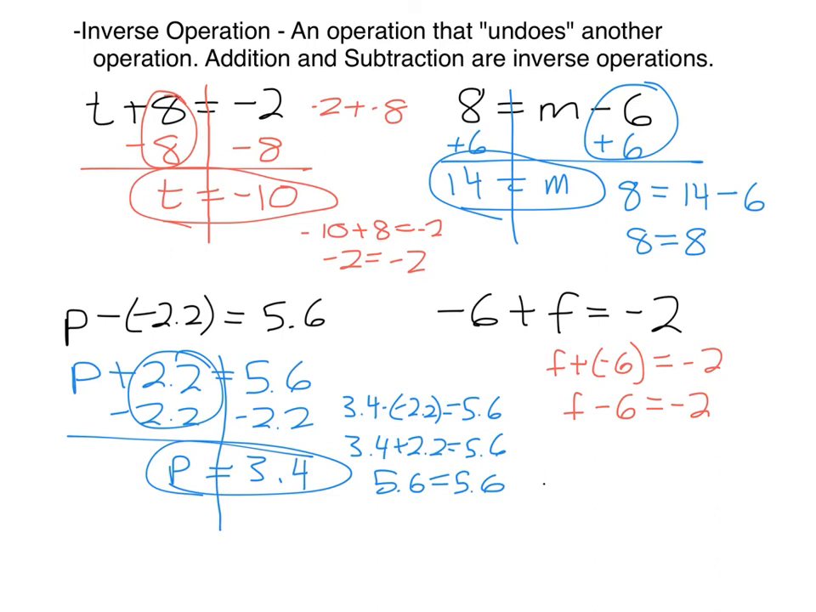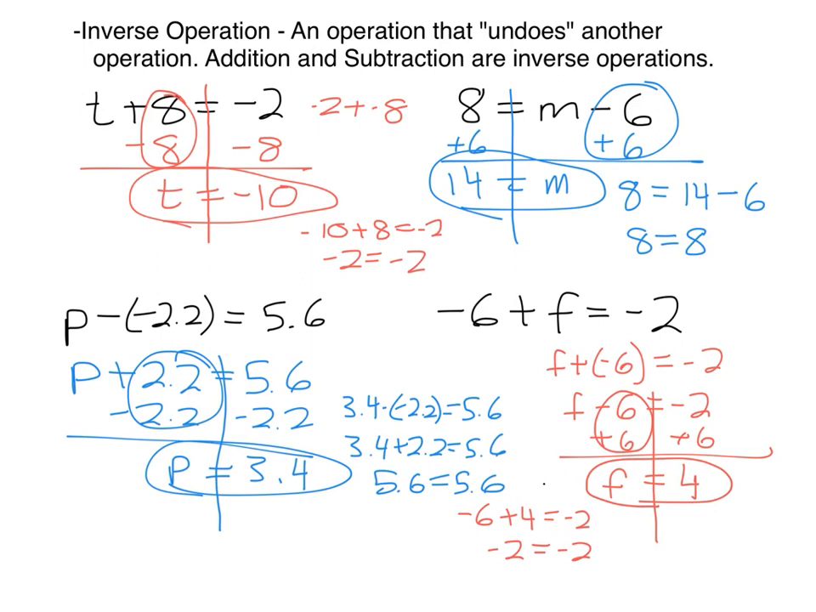And now we can use the addition property of equality to add 6 to both sides. Right? Negative 6 plus 6 is 0. So f equals 4. And just in case if we want to check it, negative 6 plus 4 equals negative 2. Negative 6 plus 4, that does give me negative 2. So f equals 4 makes this equation true, which means f equals 4 is the solution to the equation.